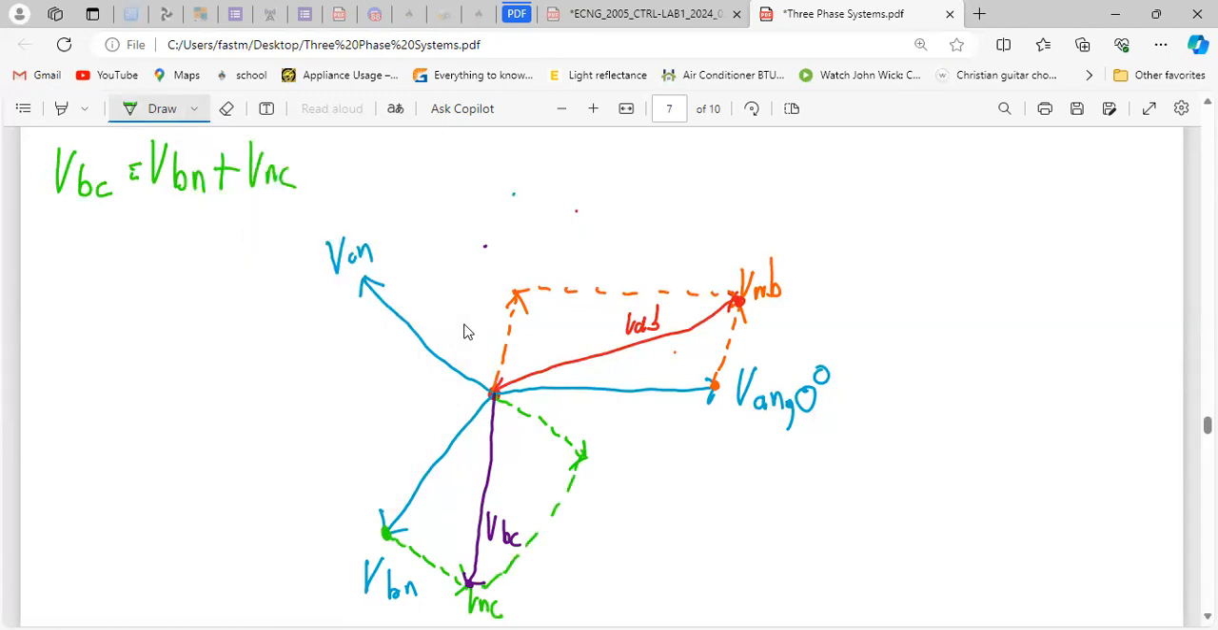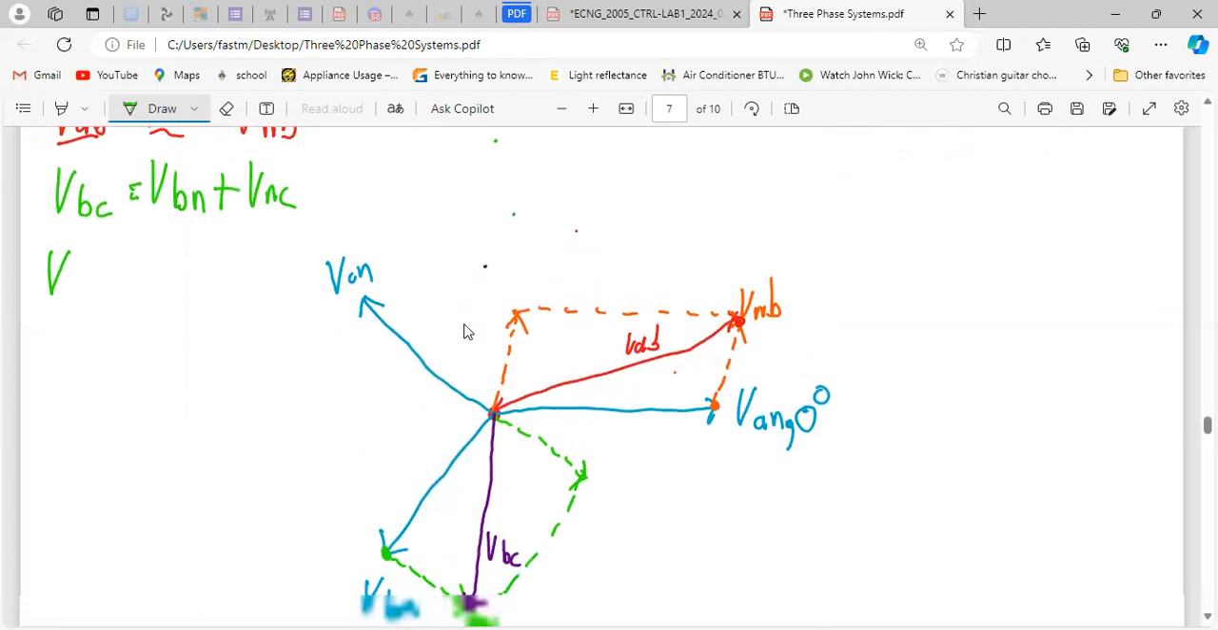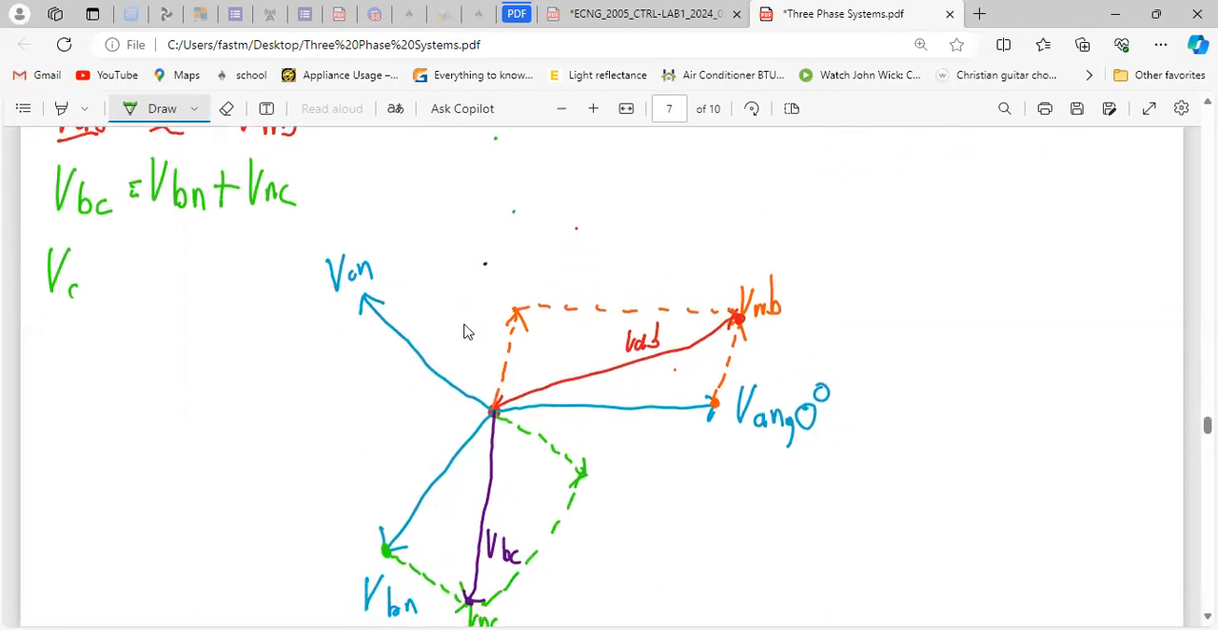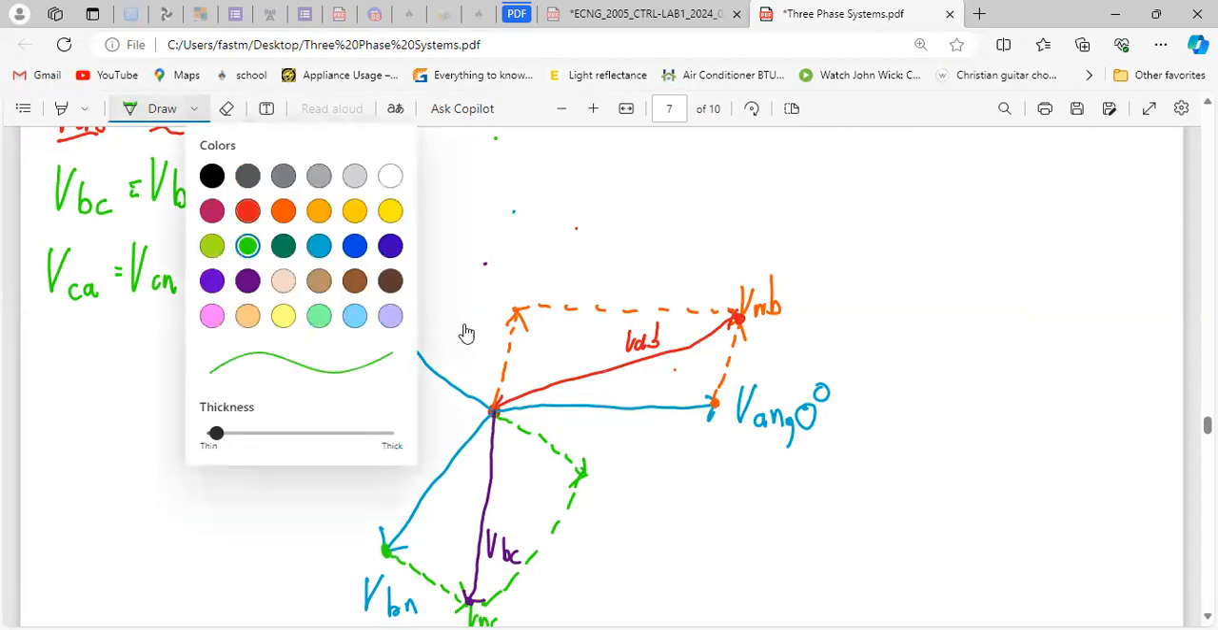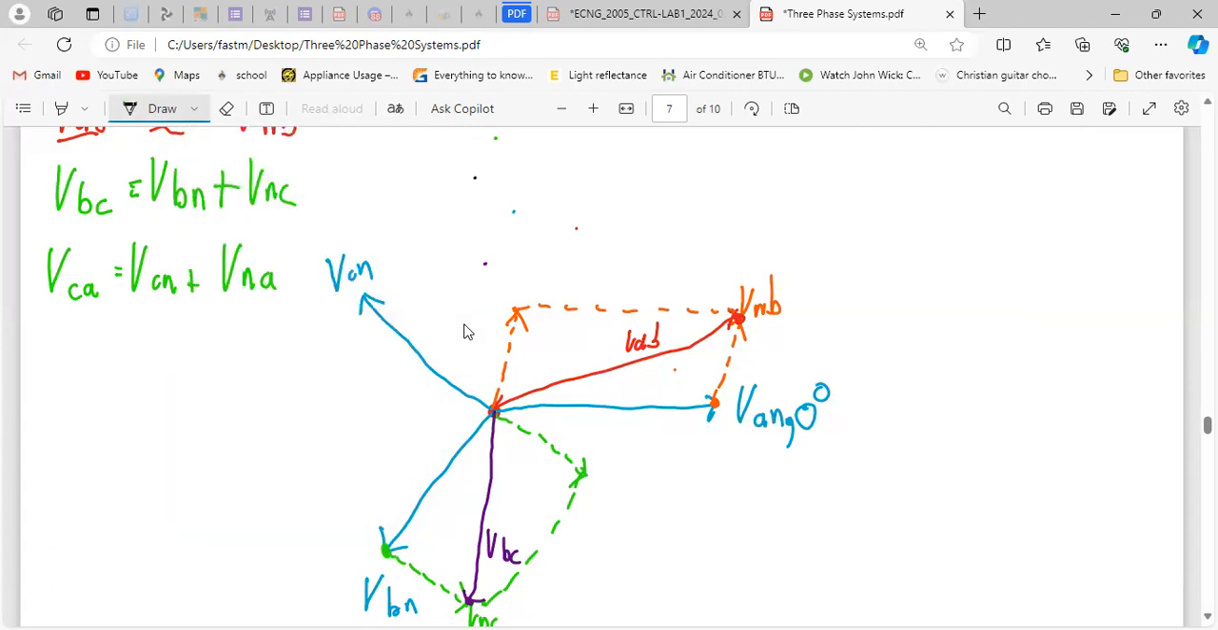Then VCN is the same idea. Just like I showed you, we had VAB, VBC, and the next one is VCA. Same pattern: VCN plus VNA. I'll use black. VCN is already there first, and VNA is just the opposite of it, so you draw that going up there.